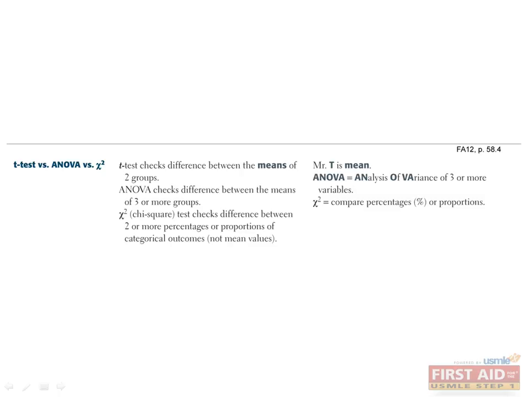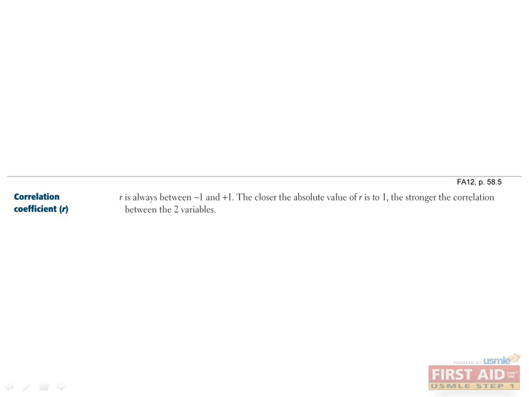Finally, the chi-square test compares 2 or more percentages or proportions of categorical outcomes rather than mean values. Use this test when dealing with categorical data that is represented as fractions or percentages. For example, the chi-square test would be useful for comparing the proportion of smokers with lung cancer versus the proportion of non-smokers with lung cancer.